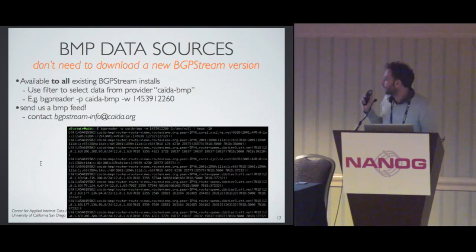I want you to notice that basically all these BMP feeds are working already with all the installations of BGP Stream. You don't need to download a new version of BGP Stream to access this data. You just have to use the tag CAIDA-BMP and you can already access this data.